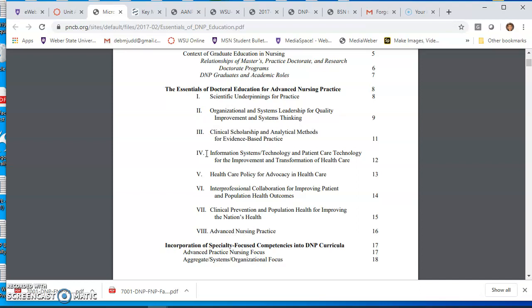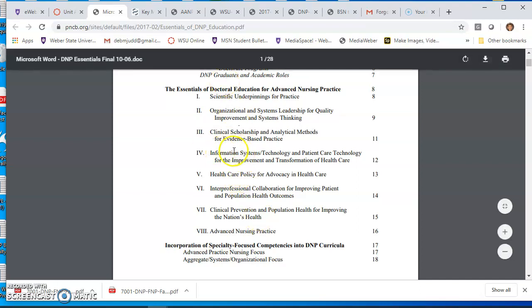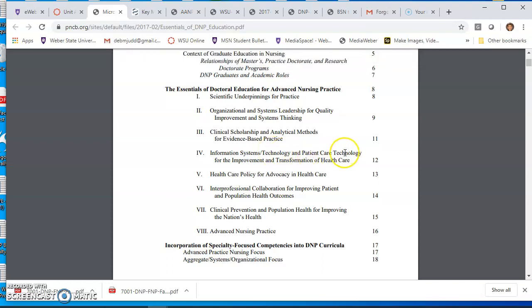Essential number 4 here is looking at information systems and technology from a systems perspective as well as a patient care perspective. And what you'll find is that technology has many improvements on a daily basis, especially related to healthcare. And some of the things that we do today we may not do in the future based on some of the options we have for technology to either take over or perhaps assist in that.